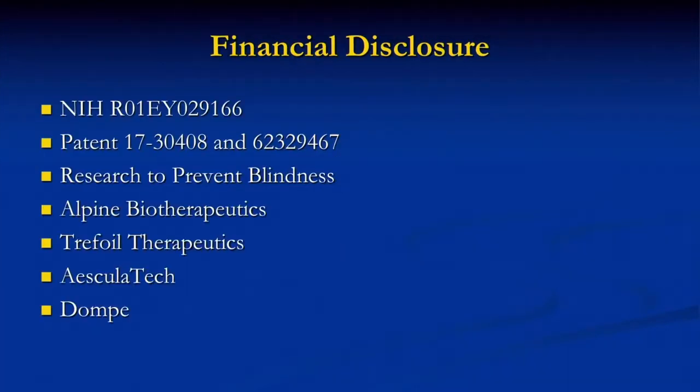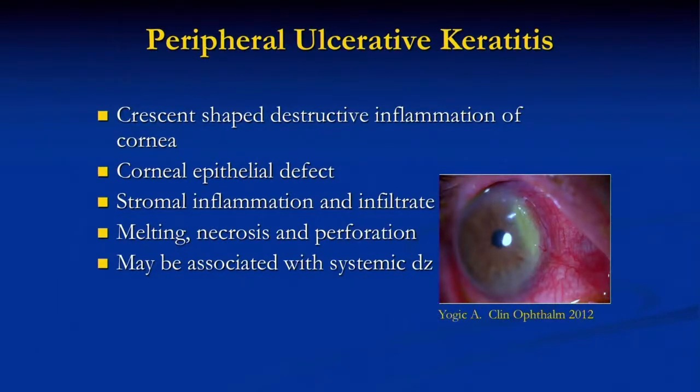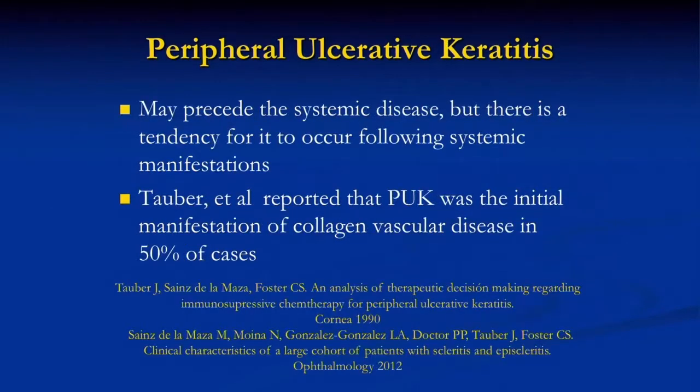So I'm going to talk about peripheral ulcerative keratitis. These are my financial disclosures, but nothing relevant to this talk. So what is PUK? PUK, peripheral ulcerative keratitis, is crescent-shaped destruction, inflammation of the cornea with corneal epithelial defect, stromal inflammation and infiltrate, and melting necrosis and perforation of the cornea at the end that can be associated with systemic disease.